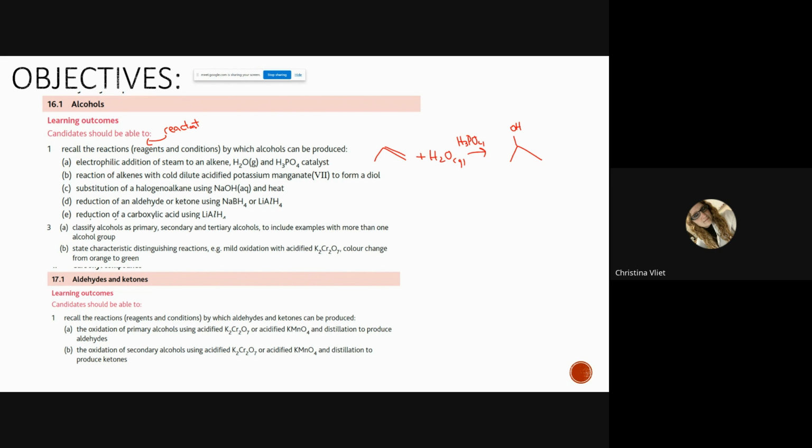We did this already. Reaction of alkenes with cold, dilute, acidified KMnO4 to form a diol. Have we done that? Yes. Let's take a look at that. I'm using skeletal just for space. So we've got this plus KMnO4, H+, and cold, right? And what would the result of this example be? OH and OH, one OH to each side of the alkene, specifically. We've done that already.